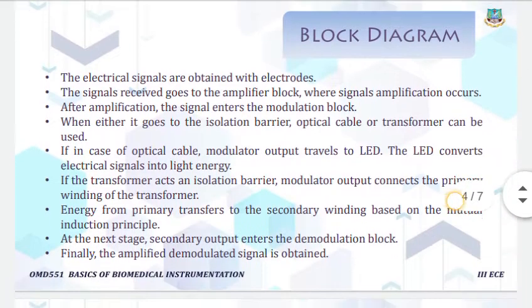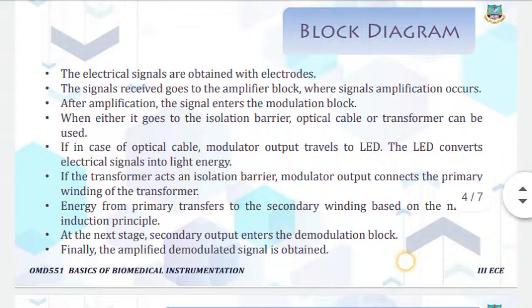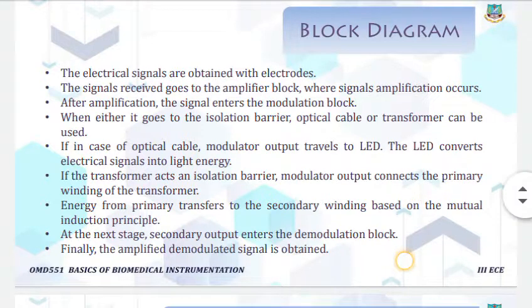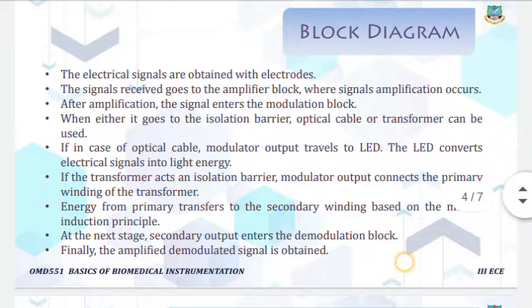This is just the explanation. The electrical signals are obtained with the electrodes. The signal received goes to the amplifier block, where the signal's amplification occurs. After amplification, the signal enters the modulation block, and then goes to the isolation barrier, where an optical cable or transformer can be used. In case of optical cable, the modulator output travels to the LED. The LED converts the electrical signal into light energy.